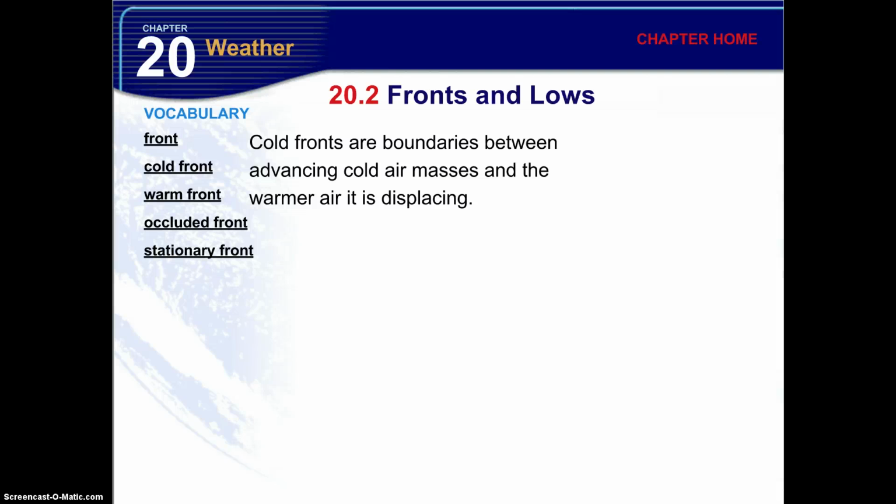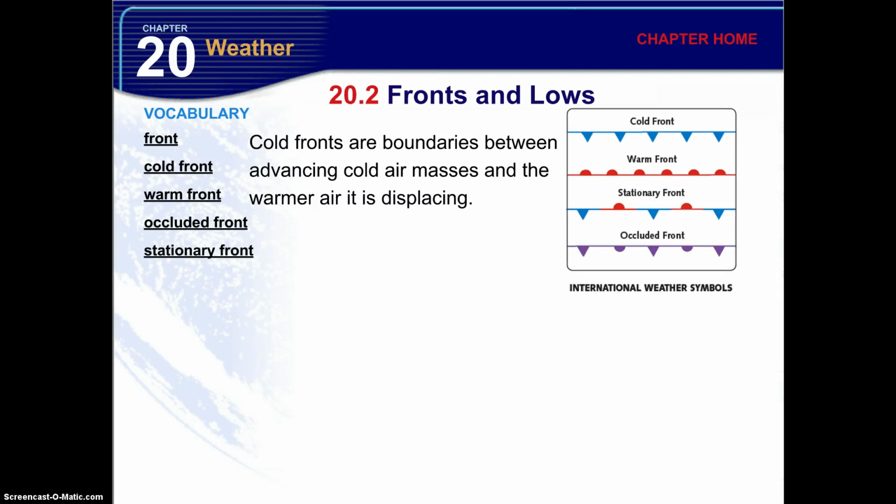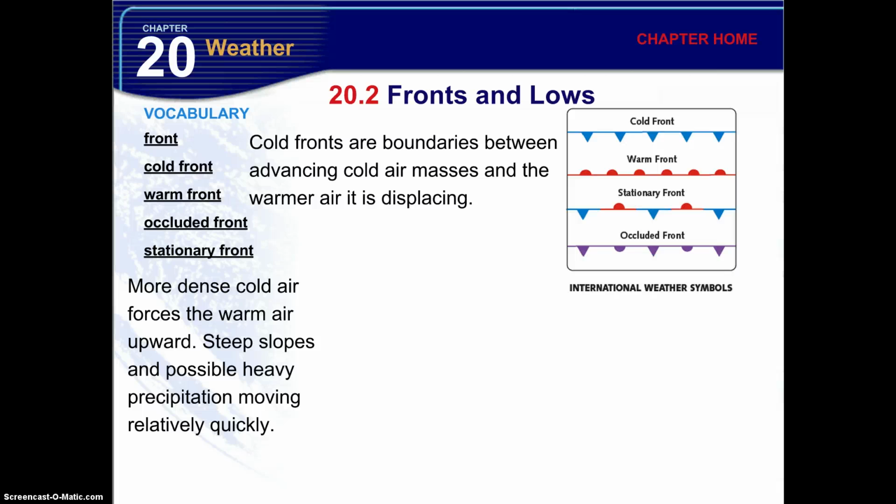Now, cold fronts are boundaries between advancing cold air masses and the warm air it is displacing. The cold front on a weather map is blue triangles. They point towards the direction of advancement. So anytime you look at a weather map, whatever direction the little blue triangles are pointing, that's the direction it's moving. Now, more dense cold air forces warm air upwards, with steep slopes and possible heavy precipitation moving relatively quickly. This is a characteristic of a cold front. This is the type of weather you'll see at a cold front.